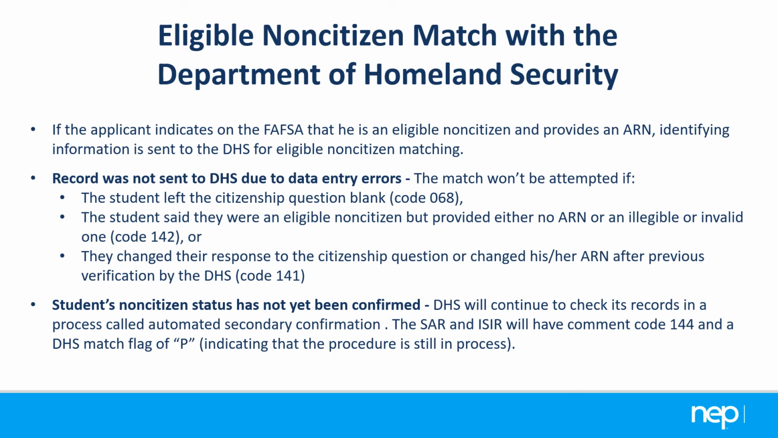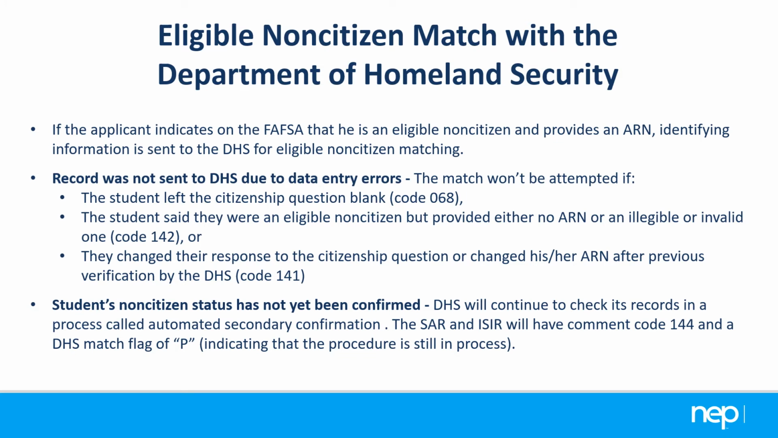If the applicant indicates on the FAFSA that he is an eligible non-citizen and provides an ARN, identifying information is sent to the DHS for eligible non-citizen matching. Record was not sent to DHS due to data entry errors. The match won't be attempted if the student left the citizenship question blank, the student said they were an eligible non-citizen but provided either no ARN or an invalid one, or they changed their response to the citizenship question or changed his or her ARN after previous verification by DHS.